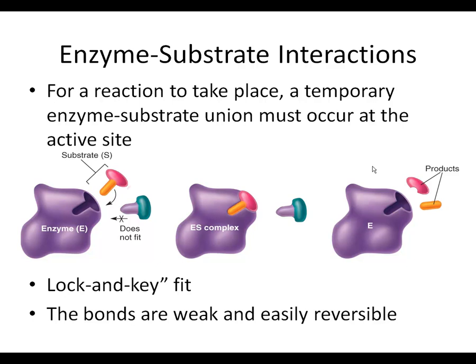When you have enzymes and substrates bonding, the bonds are very weak and easily reversible. So when you have that enzyme substrate complex made, once the products are produced, it can be released easily, and you don't have to spend a lot of energy breaking bonds holding those products to the enzyme.